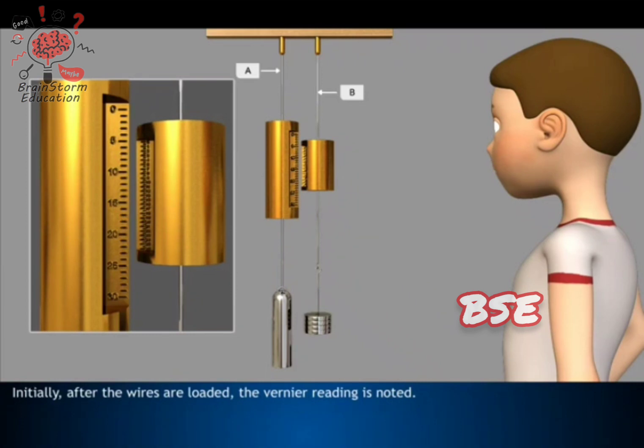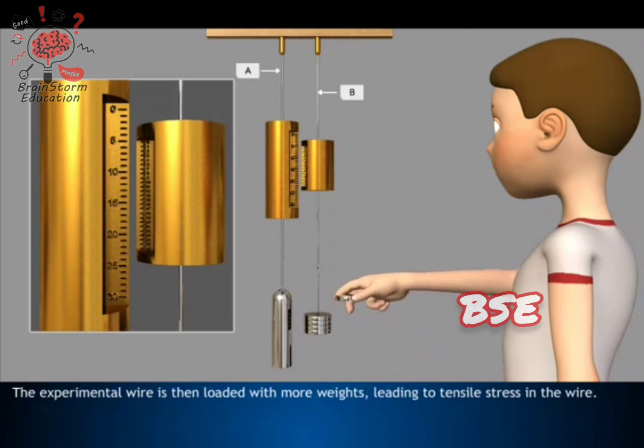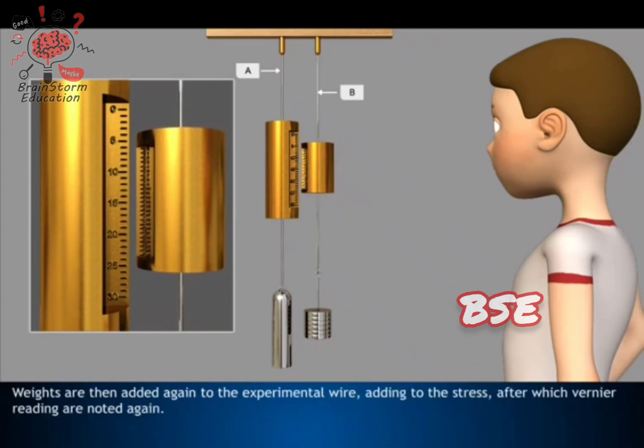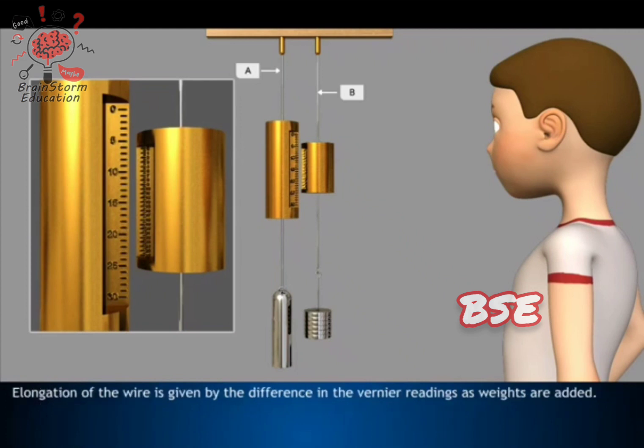Initially, after the wires are loaded, the vernier reading is noted. The experimental wire is then loaded with more weights, leading to tensile stress in the wire. The vernier reading is then noted again. Weights are then added again to the experimental wire, adding to the stress, after which vernier readings are noted again. Elongation of the wire is given by the difference in the vernier readings as weights are added.